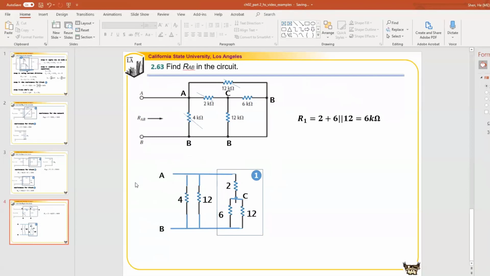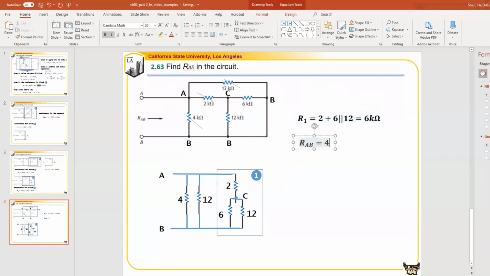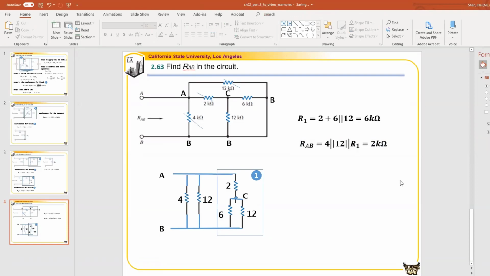Then we can do the rest, because for the rest we have 4 in parallel with 12, then in parallel with R1. So we'll be able to find RAB: 4 in parallel with 12, then in parallel with R1. So 4 in parallel with 12 is 3. 3 in parallel with 6 is 2 kilo ohm. Right, that's how we solve the problems.